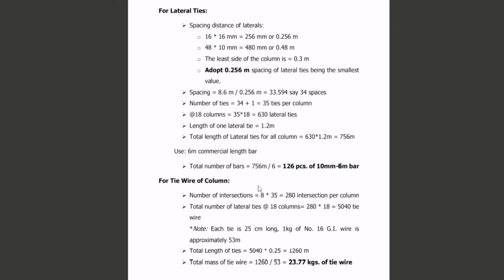Yan. Sa tie wires naman, kunin lang natin yung intersection, which is 8 times 35. Then, which is equals to 280 intersections. Then, multiply lang natin kung ilan columns to. So, 280 times 18, which is equals to 5,040 tie wires. Then, multiply by 0.25 kasi 25 cm kada tie wires. So, 1,260. Then, divide by 53 kasi 53 meters ang bawat kilo ng tie wires. So, 1,260 divided by 53, which is equals to 23.77 kilograms of tie wire.